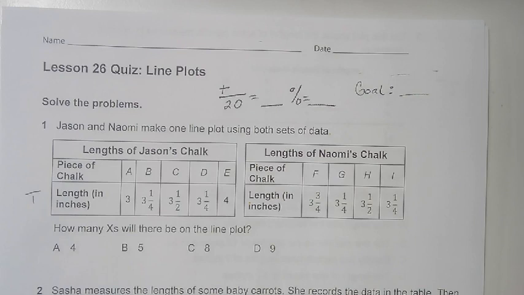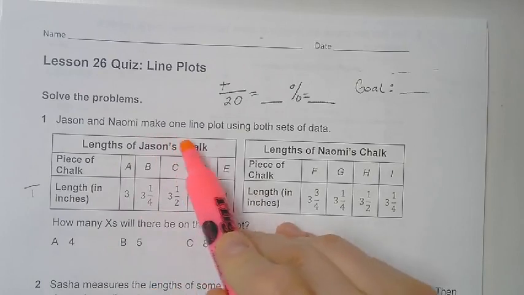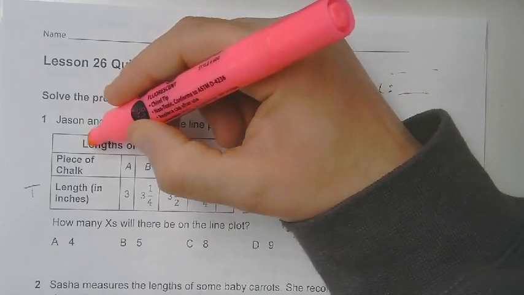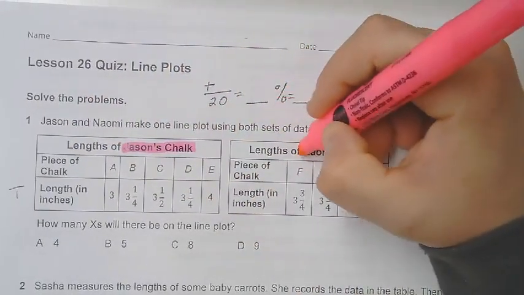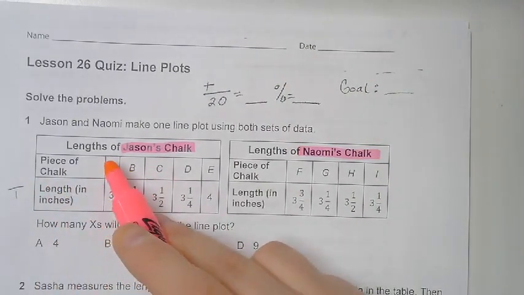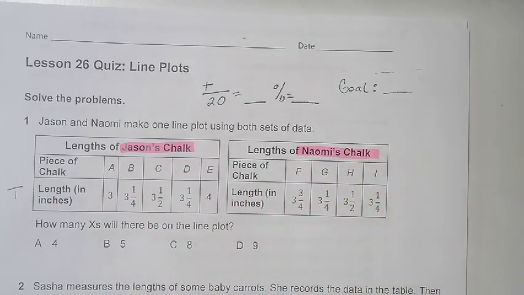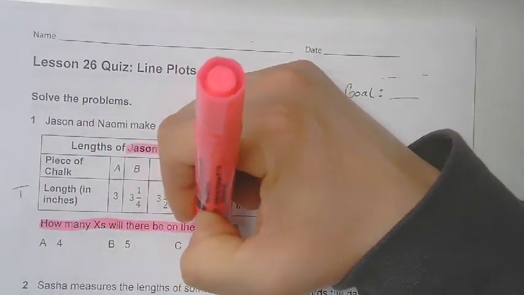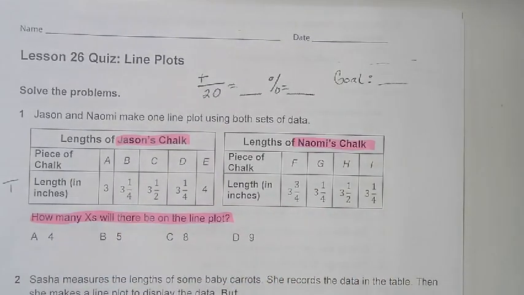Number 1, Jason and Naomi make one line plot using both sets of data. Looks like they were measuring the length of chalk. So I've got Jason's chalk, Naomi's chalk. They named the chalk with letters, so chalk A, chalk B, chalk C, chalk D, E, F, G, H, and I. Here's the question. How many X's will be on the line plot? So you're going to have to count the data points. Go ahead and pause the video and do that.